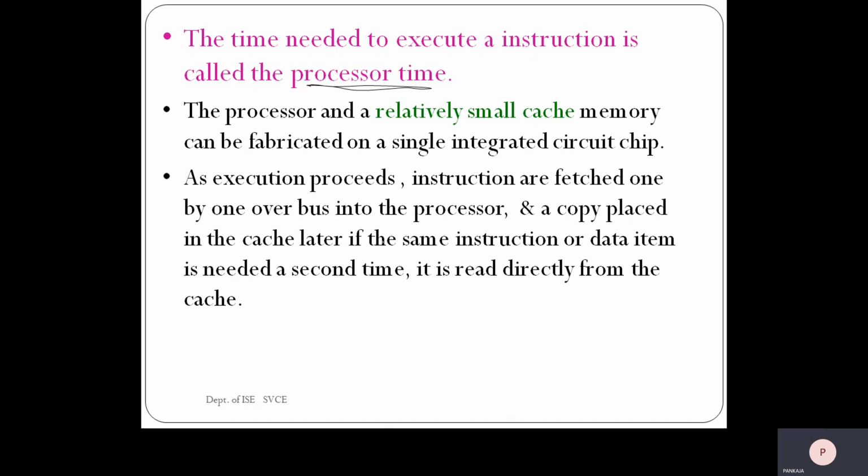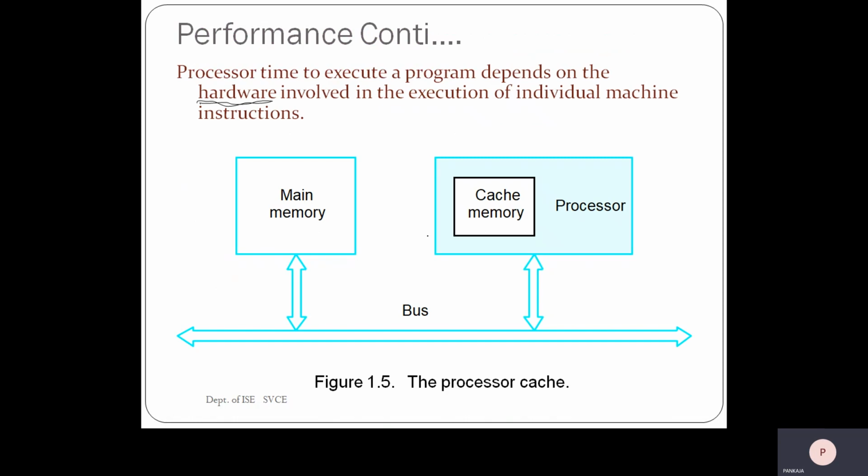As execution proceeds, the instructions are fetched one by one over a bus into the processor, and a copy is placed in the cache. Later, if the same instruction or data item is needed a second time, it is read directly from the cache. Let me explain. When the program starts executing the first time, the processor is going to check in the cache. If the data is not available, then a request is sent to the main memory. When it is fetching the first time, it is not going to be available in the cache memory.